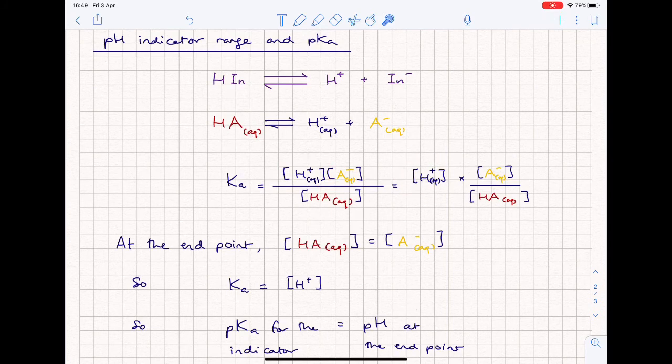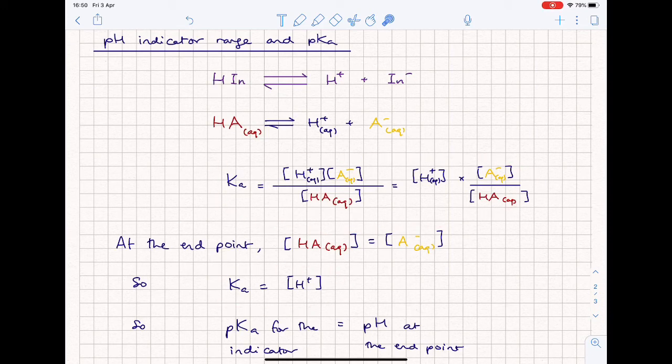Now the end point of the indicator is where the concentration of the undissociated indicator is equal to the concentration of the conjugate base of the indicator. So when these two are equal, these two values will cancel each other out. So effectively, this then becomes this.